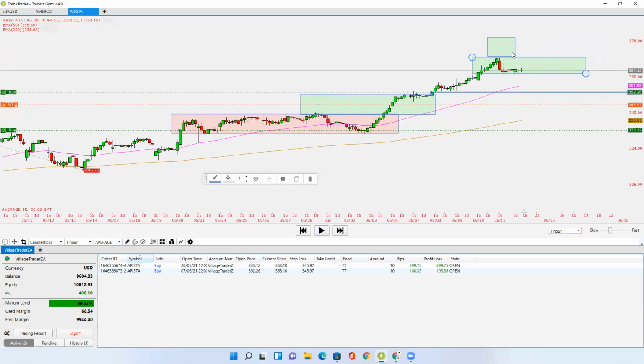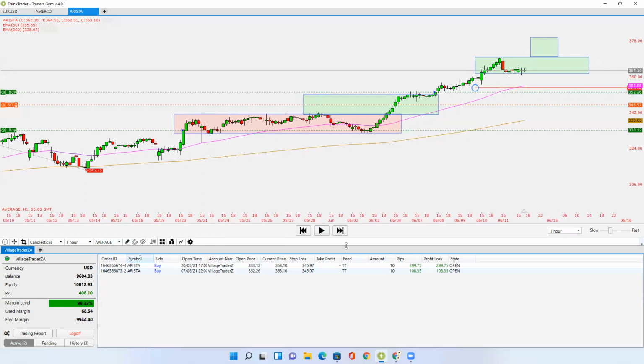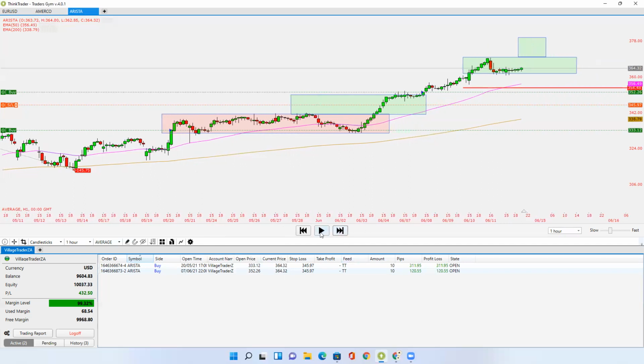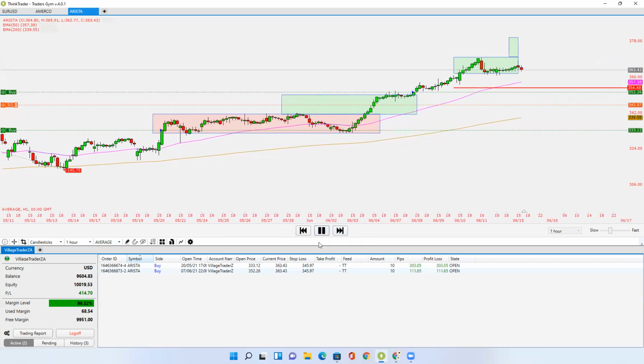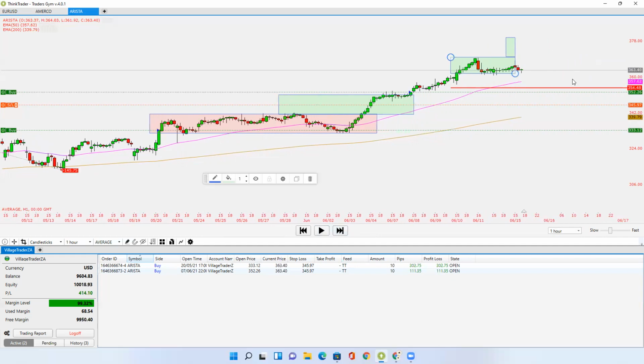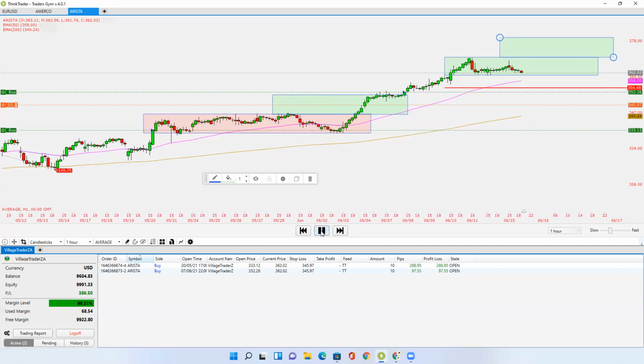Looks like it's holding the base of the box very well. Very well. Okay, that's my next stop. It's holding this base very well. See what happens.